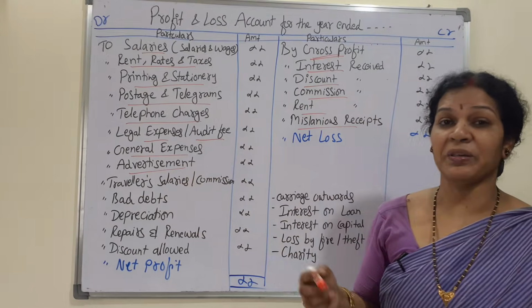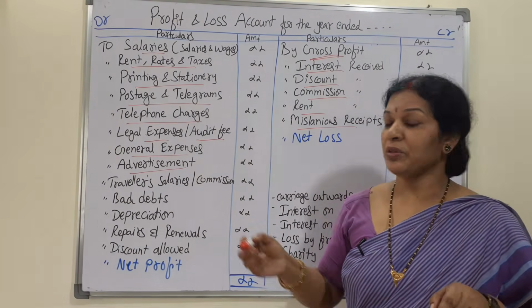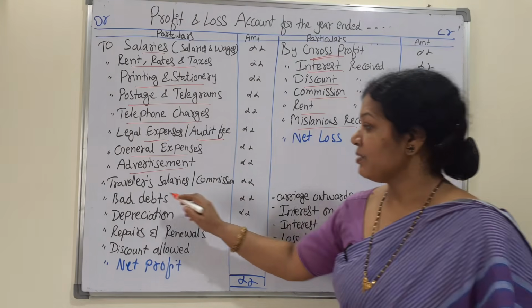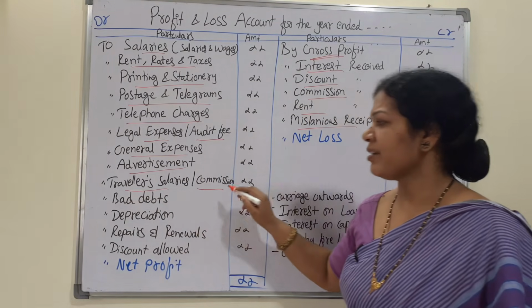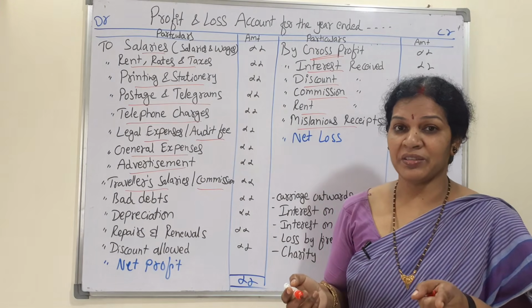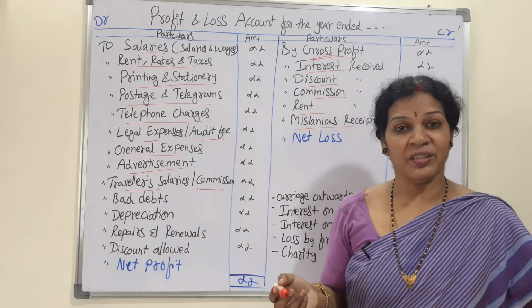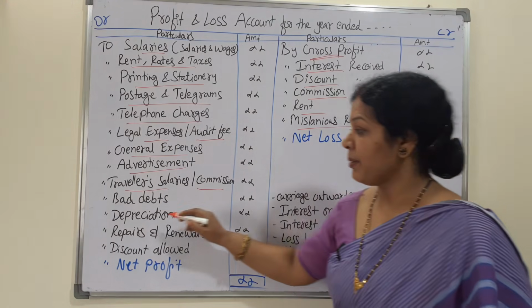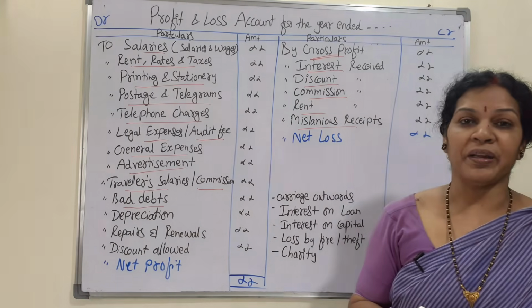Advertisement, who will give the advertisement? The office. So it is an indirect expense. In the same way, travellers' salaries or commission. We have appointed travel agents, and we have to give them a salary and pay the commission. This is also an indirect expense. Bad debts. What does bad debts mean?